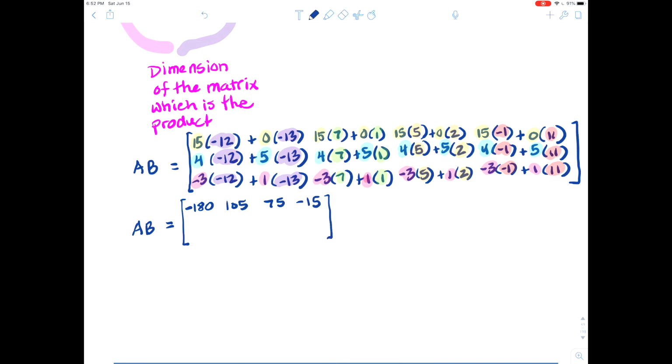And then second row, first column, -113. Second row, second column will be 33. Second row, third column will be 30. And second row, fourth column will be 51. And lastly, the third row, first column will have 23. Third row, second column, -20. Third row, third column, -13. And third row, fourth column, 14. Cool, cool?